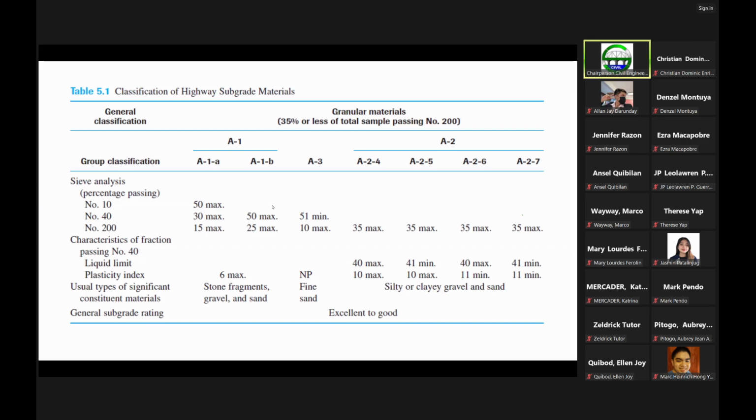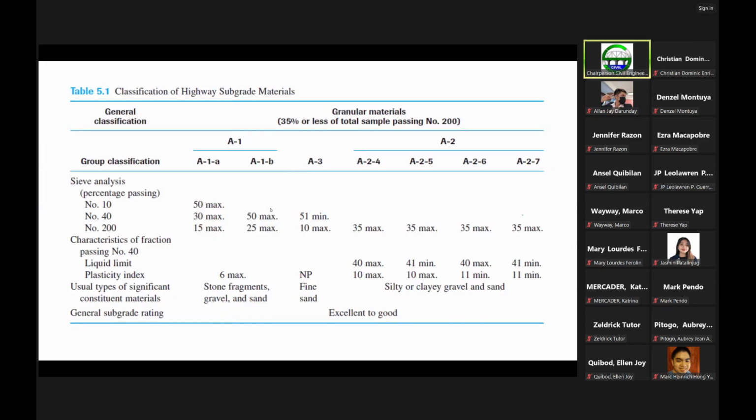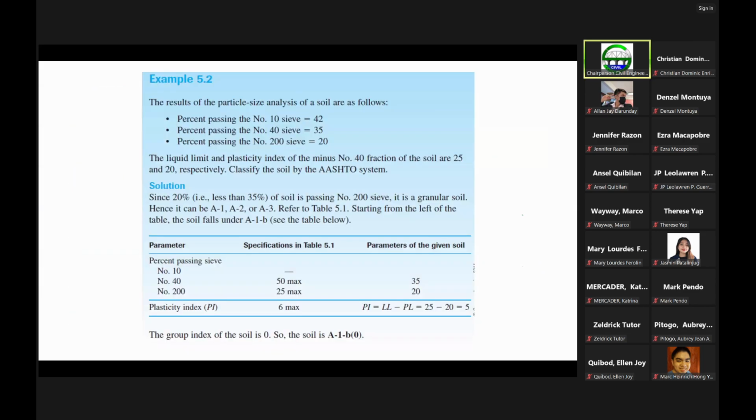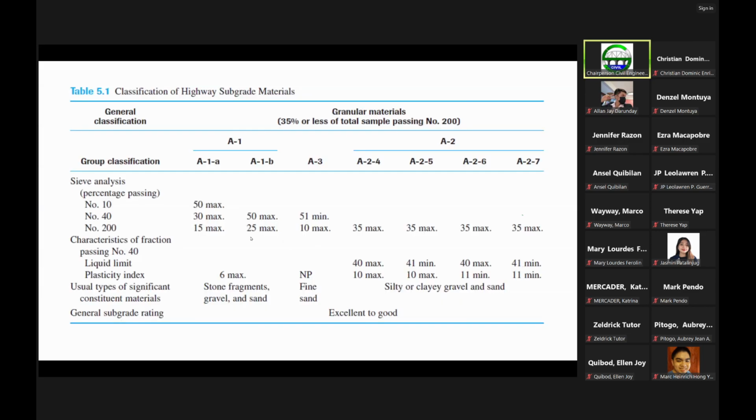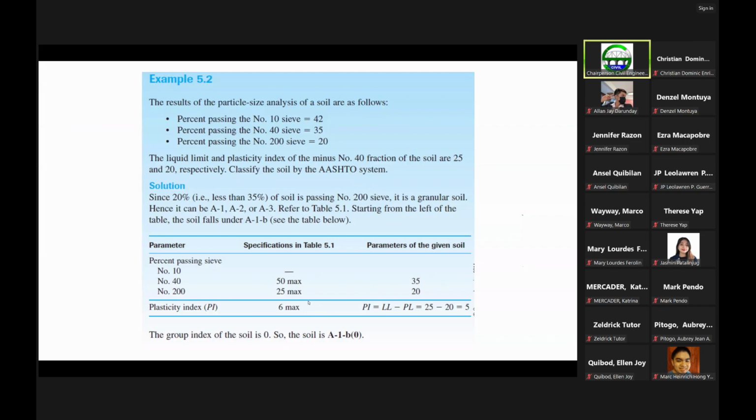Here there's no criteria for number 10, so it's okay. For number 40 it's 35, so it's okay here, this is maximum 50. For number 200 it's maximum 25, and ours is just 20, so we satisfy this one. For the liquid limit, there's no criteria. For the PI, maximum of 6, and our PI is 5. So that's this one. Maximum 6.